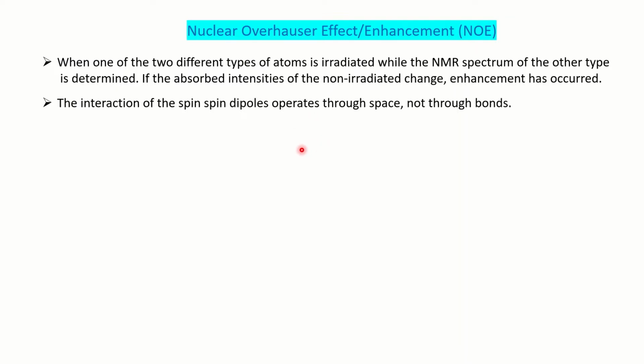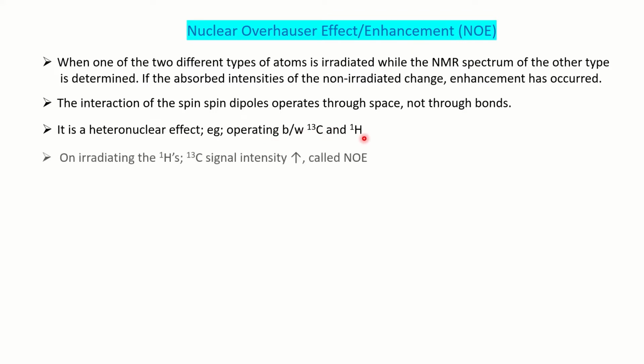Before that, we will cover a few points related to NOE. This interaction is usually through space, not through bond like we have seen in proton NMR and C13 NMR, where the interaction occurs through bond. But in case of NOE, the interaction is through space. This is a heteronuclear effect, meaning it occurs between carbon-13 and proton. In a straightforward definition, on irradiating the protons, the carbon-13 signal intensity is enhanced, and this enhancement is called the nuclear Overhauser effect.